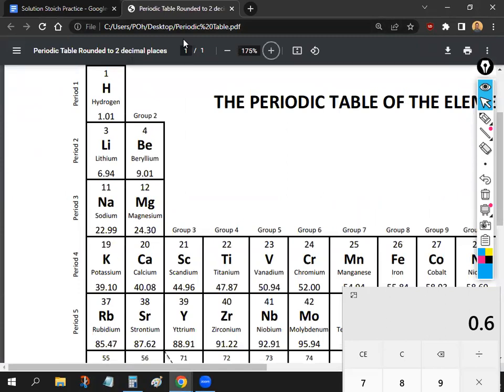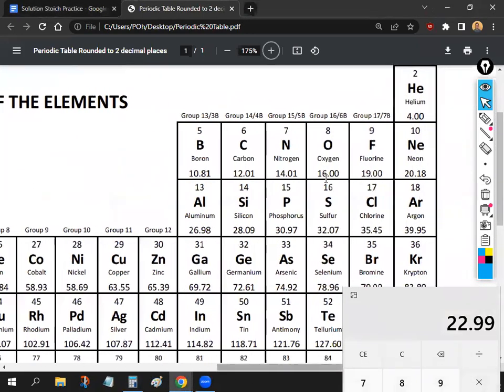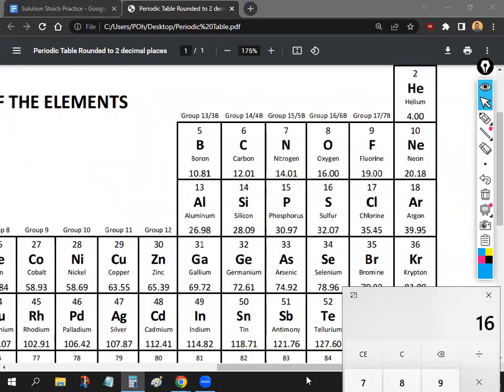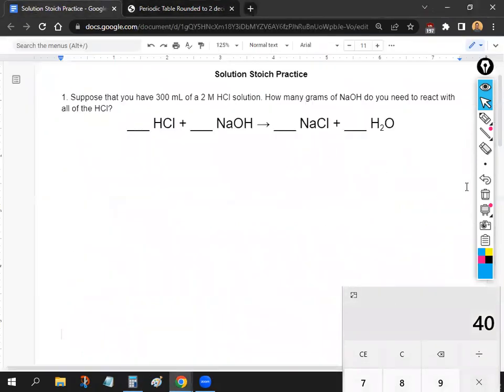So Na is 22.99. So we're going to go to our calculator, 22.99. Okay, we also have oxygen, which is O, and the molar mass of oxygen is 16. So we're just going to add 16. And then H is 1.01. So we're going to add 1.01, and then that is going to be our molar mass. So our molar mass is going to be 40. Okay. Everybody got that? 40?